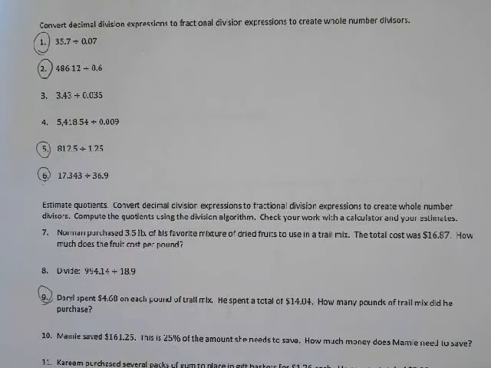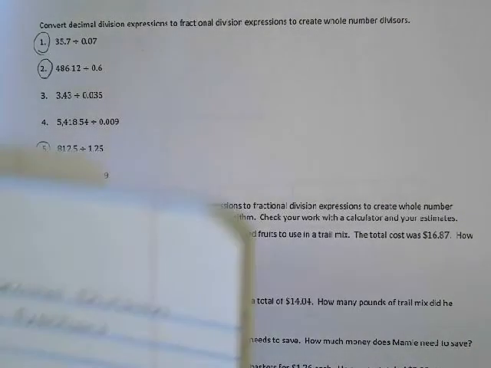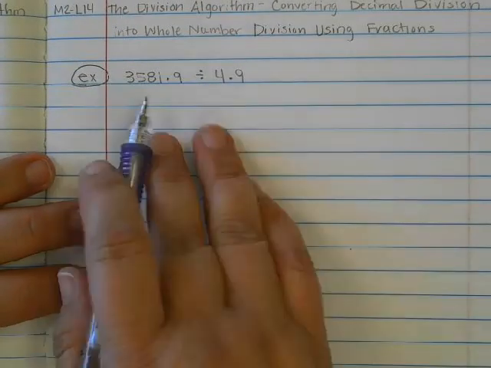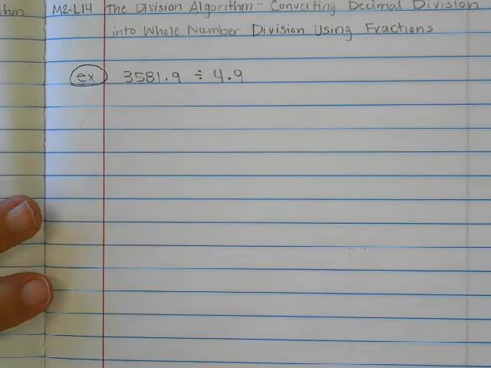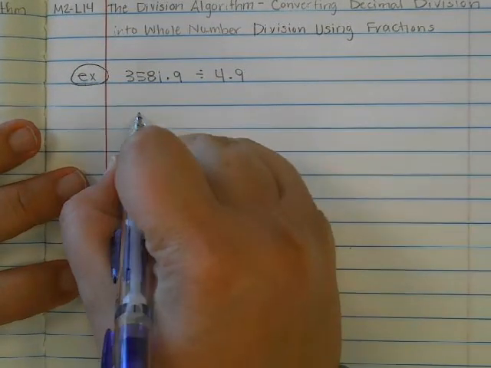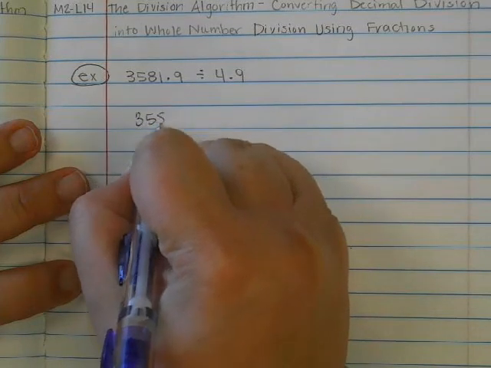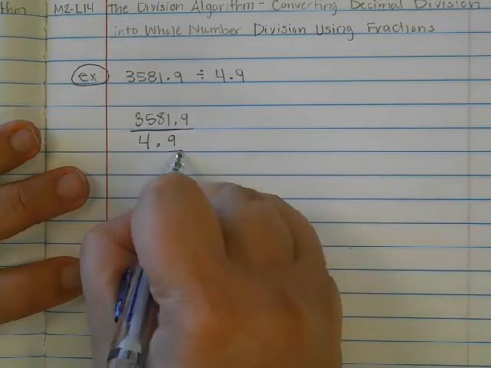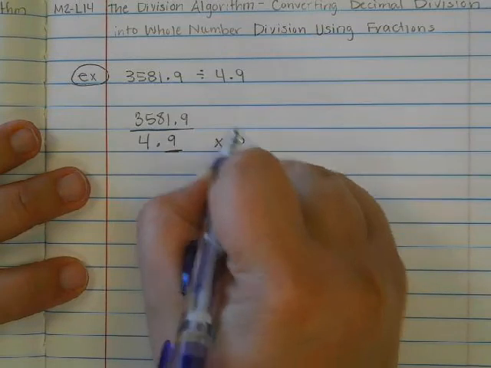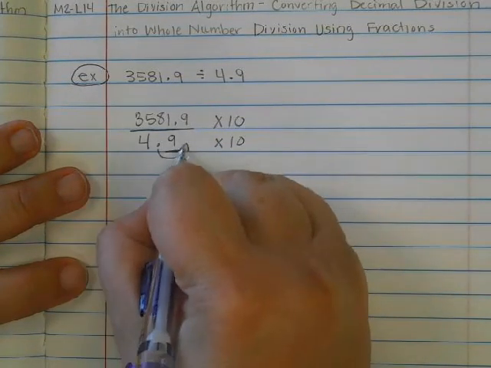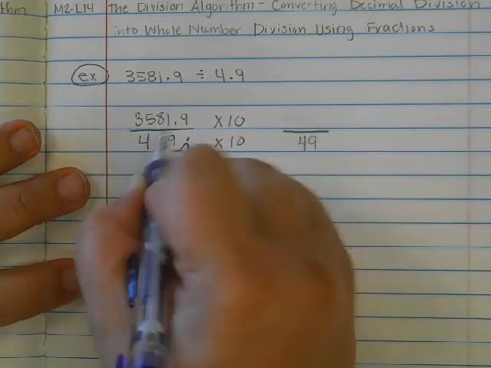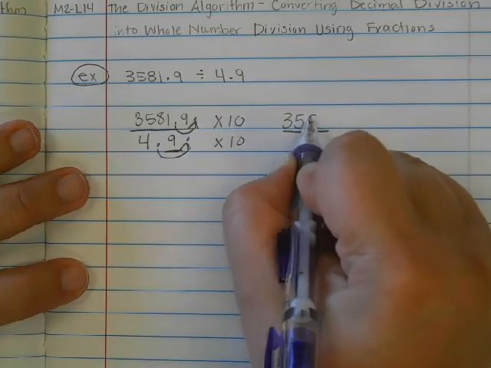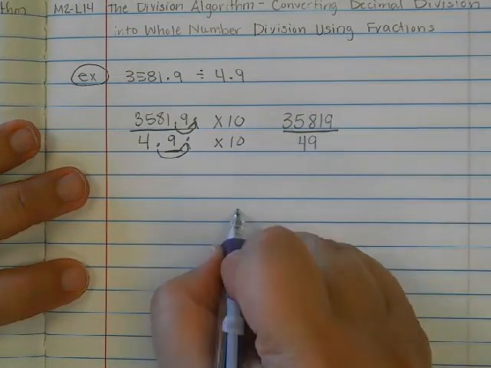Now, if you will take out your notebook, we are going to put an example in our notebook. So if our problem is 3,581 and 9/10 divided by 4 and 9/10, I'm going to first write it as a fraction. I can see that there's one decimal place, so I'm going to multiply both by 10. If I move my decimal over, that gives me 49 for my denominator. Move my decimal over, that gives me 35,819 as my numerator. So that sets up my problem.